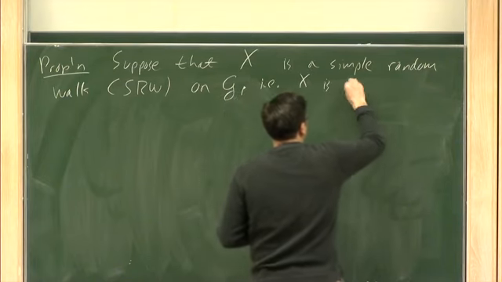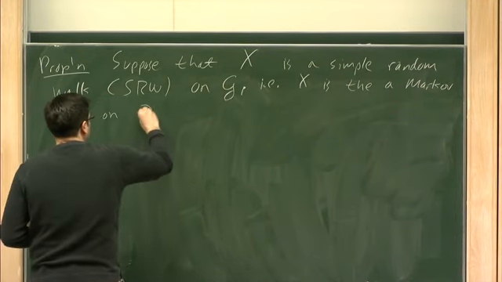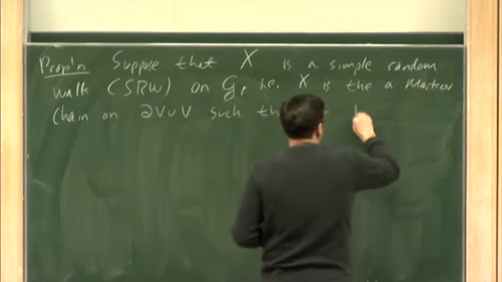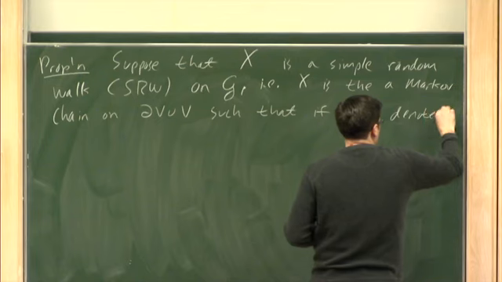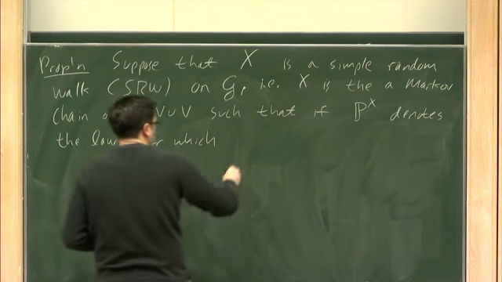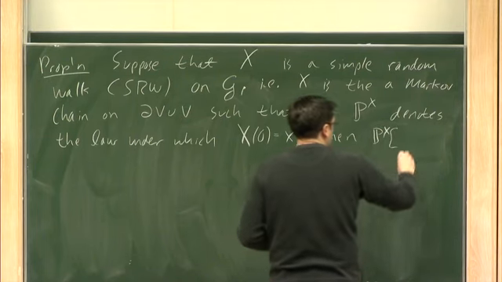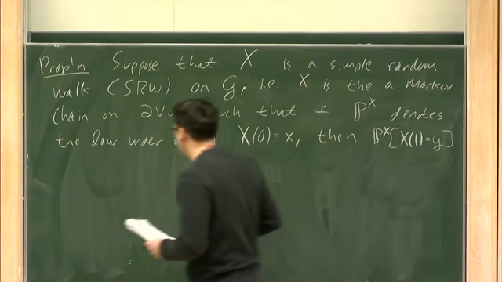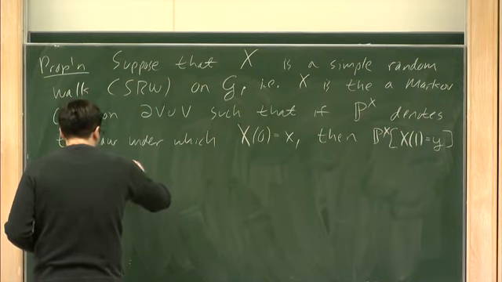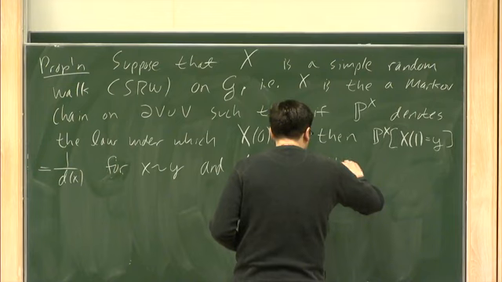Just to remind you what this means, X is the Markov chain on the vertices of the graph where, if P superscript x denotes the law under which capital X starts from little x, then the probability starting from x that at time 1 you go to y is equal to 1 over the degree of x, where x and y are adjacent. Here d of x is the degree of x.